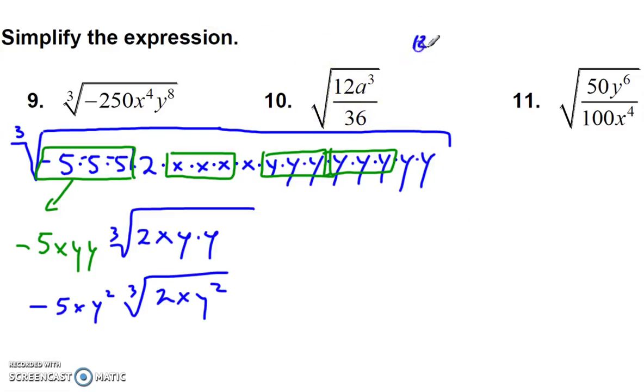Number 10, split this up into 12a cubed over square root of 36. And that gives me 6 down here. Now I've rationalized the denominator.